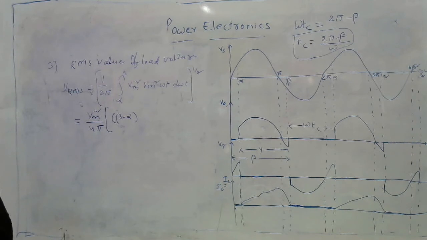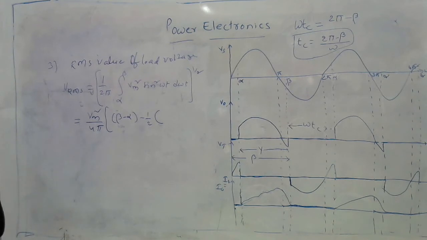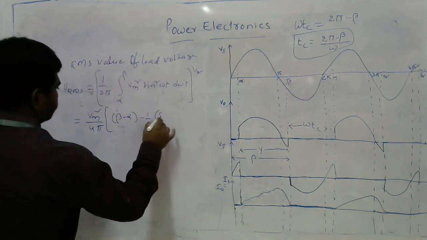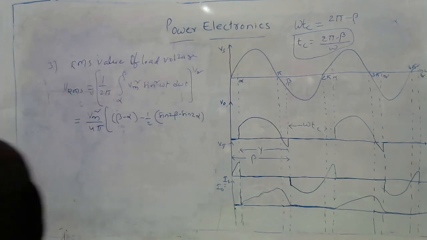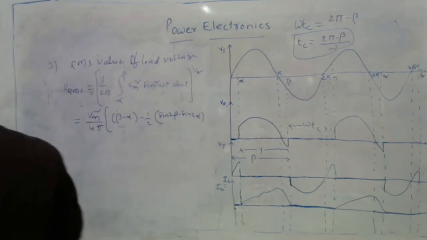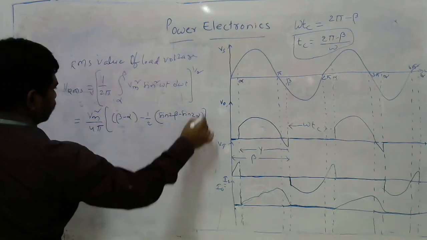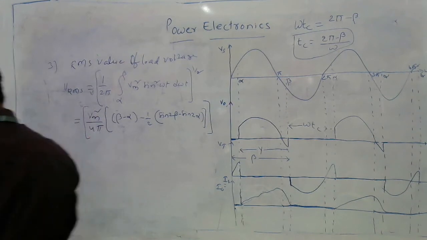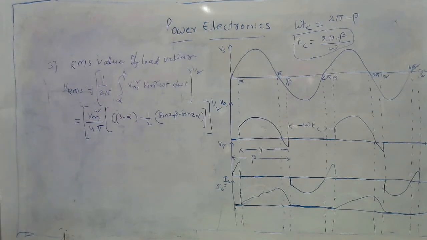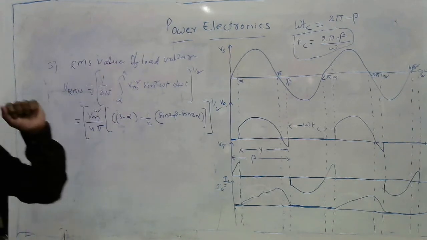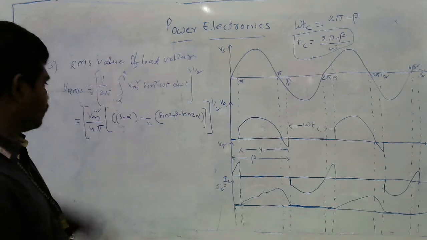Beta minus alpha, minus 1 by 2 of sin 2 beta minus sin 2 alpha, with one bracket for the whole thing. It is somewhat difficult to remember this type of equation, but after doing proper simplifications using trigonometric methods, we can easily obtain this, right?